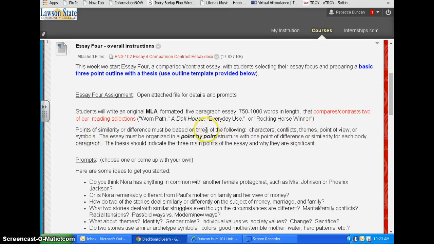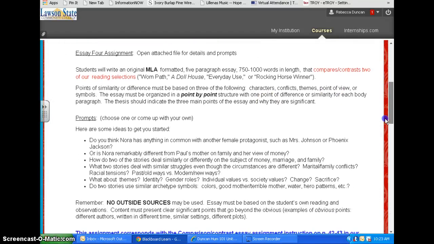So you get to pick 3 of those, because you're going to have 3 points. It cannot be done as here's all the similarities, then here's all the differences. That will not work. You've got to have 3 points of either difference or similarity, one for each body paragraph. Now I'm going to let you propose some additional prompts. Choose one or come up with your own, as long as it fits this right here: characters, conflicts, themes, with these stories, and then you put that in your outline. But you're safest to kind of go off of this.